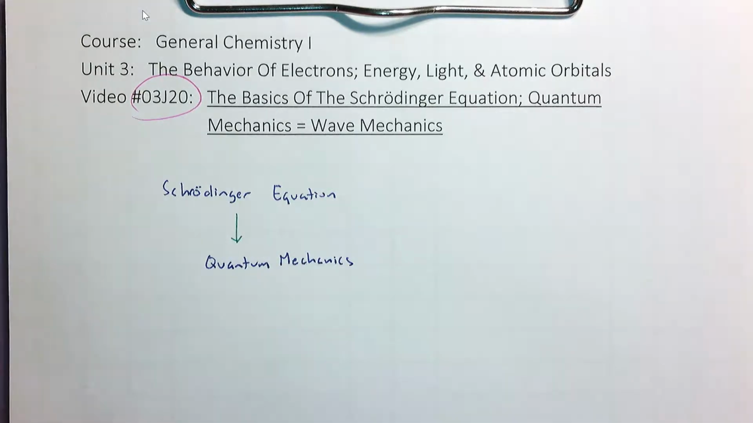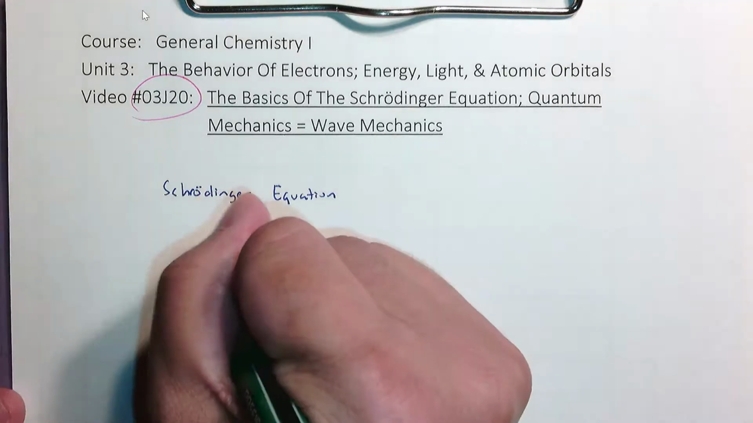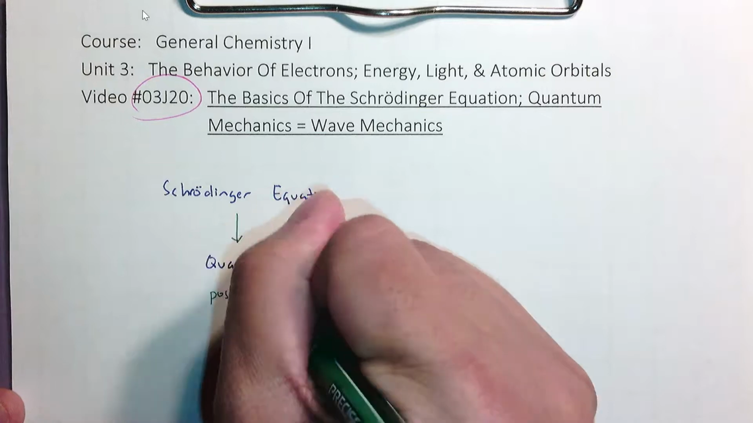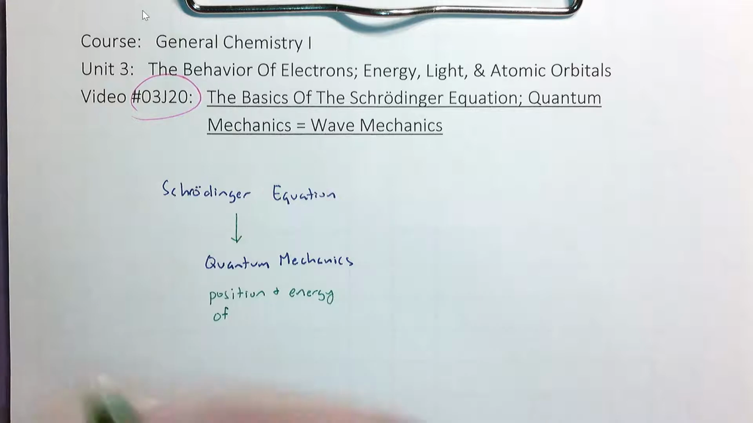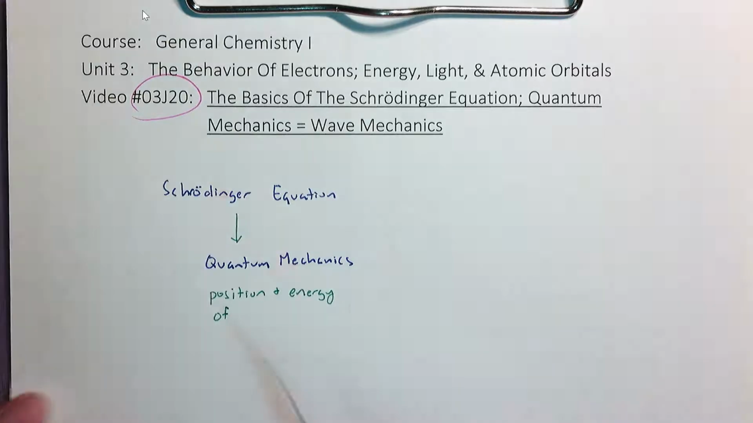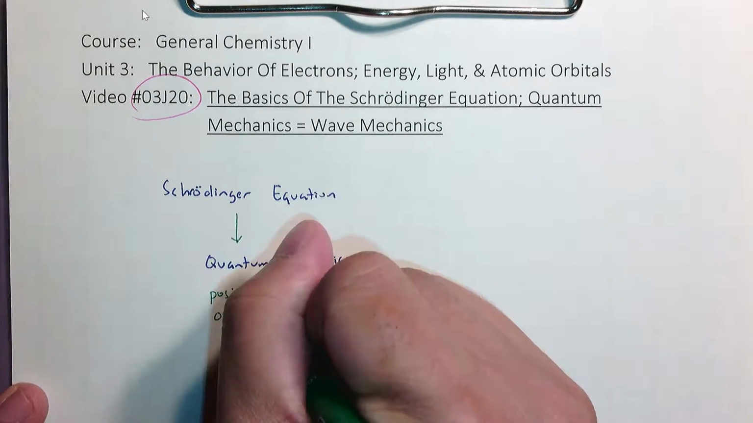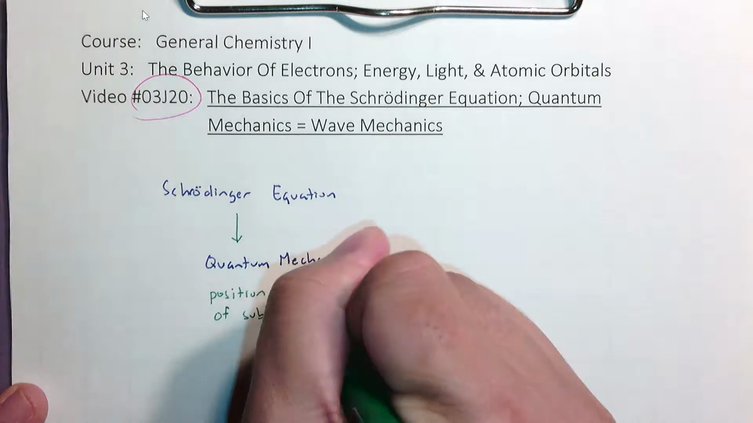Which talks about what? The position and energy of subatomic particles. Position and energy of fast-moving subatomic particles like electrons. Very small particles.